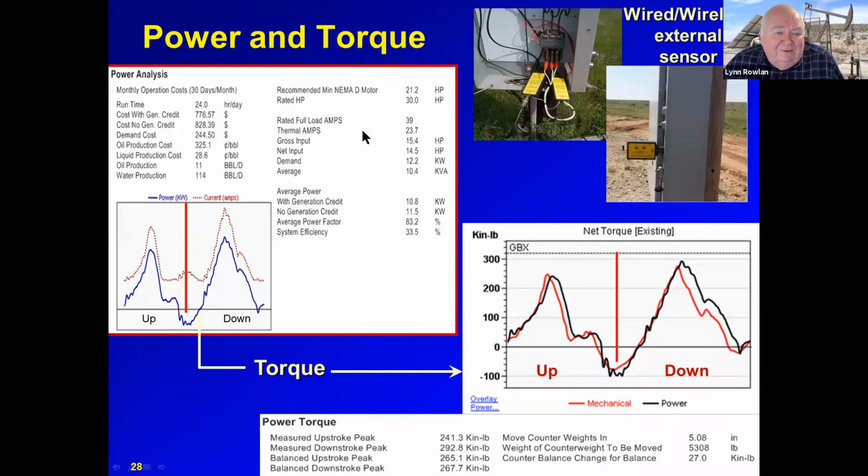This is the information that we acquire with the wired and wireless power probes. We have the cost per barrel per month. We have the motor that we have on the well and what motor we could use, which is, we couldn't use a 20 horsepower, but we could maybe use a 25 horsepower on this well.